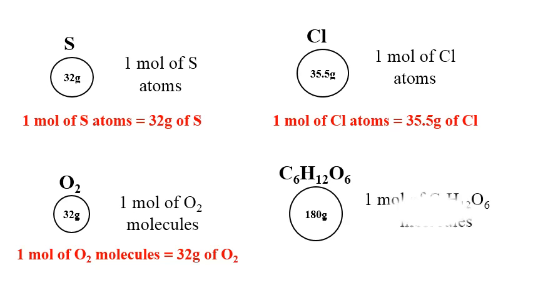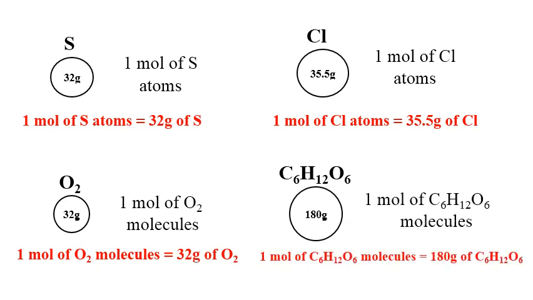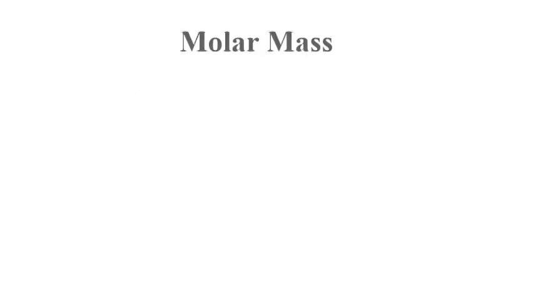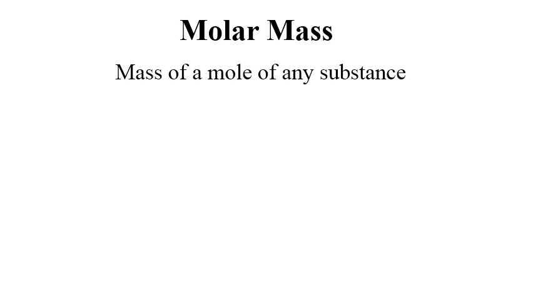180 grams of glucose contains 1 mole of glucose molecules. So 1 mole of glucose molecules is equal to 180 grams of glucose. Molar mass is the mass of a mole of any substance. The unit used to measure molar mass is gram per mole or kilogram per mole.